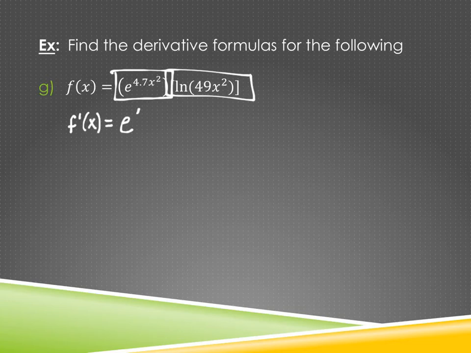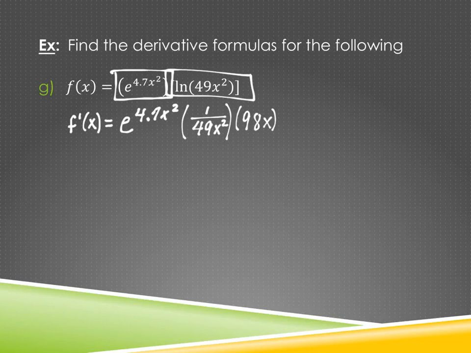Rewrite the first part, e to the 4.7x squared. Now I need the derivative of natural log 49x squared. So what's the derivative of natural log of stuff? 1 over x. So I'm going to have 1 over 49x squared, because it's 1 over the inside of the log, whatever it is. But then the inside of the log is not just plain old x on this one, it's an inside function. Chain rule, right? So what's the derivative of 49x squared? 98x. I think we saw that one earlier, actually.